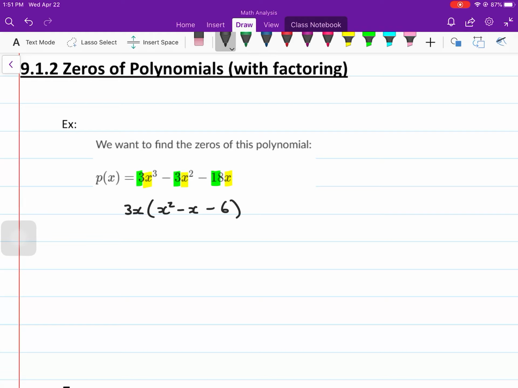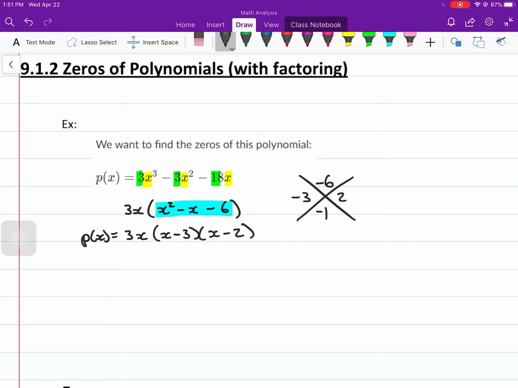Now we want to take a look at the x squared minus x minus 6. We have a quadratic, just like the old times. What multiplies to negative 6 and adds to negative 1 would be negative 3 and 2. So this will factor to x minus 3, x plus 2, my bad, not minus 2. So our polynomial, p of x, is equivalent to 3x times x minus 3 times x plus 2.